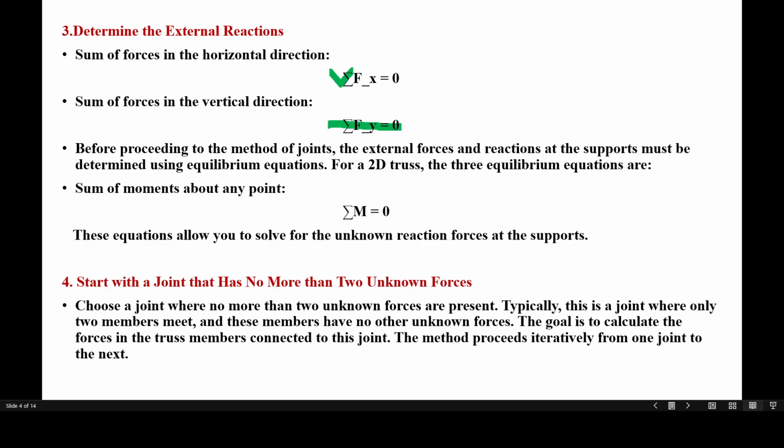Now we can head towards analyzing the unknown forces. We start with a joint that has no more than two unknown forces. This is crucial because each joint's analysis depends on the equilibrium equations, and with only two unknowns, we can solve the equations easily. Typically, this will be a joint where two members meet and where no additional unknown forces are present.